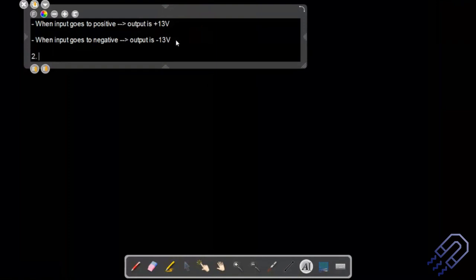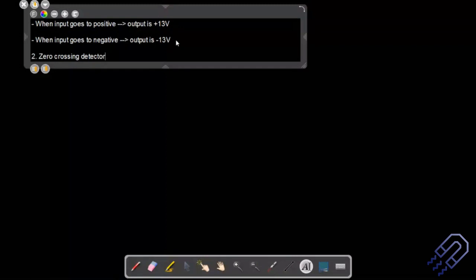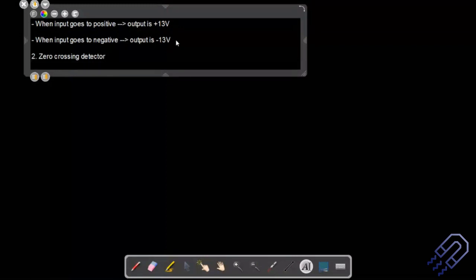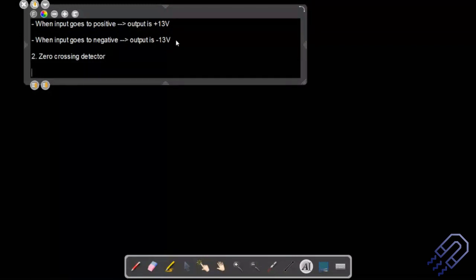So number 2, we basically have it as zero crossing detector, and I think we can guess it because we had the zero line, and as soon as there is a fluctuation from positive to negative or negative to positive, we can actually understand it using this logic. Okay, so similar to square wave detector.